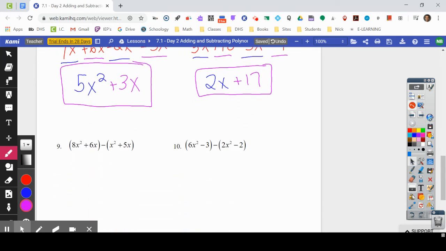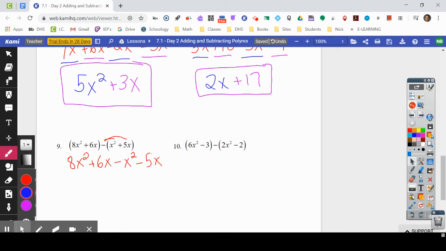So why don't we go ahead and pause it now if you want and try number 9 on your own. I'll give you a minute here to do that, and then we'll compare answers again. So let's see what you got here. Again, this is a subtracting polynomials problem, so we have to distribute that minus sign and rewrite the problem. So this turns into 8x squared plus 6x. Now we're going to minus x squared, and that 5x is going to become a minus 5x.